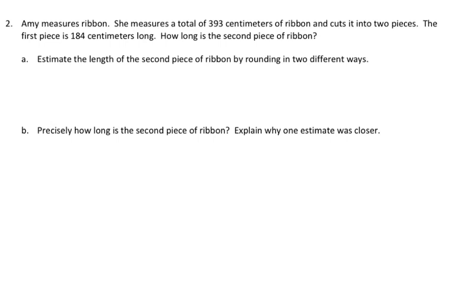So I'm going to figure this out first by rounding to the hundreds. So I have 393, which is about 400, and the first piece is 184, which is about 200, okay? So I'm going to figure out the second piece by finding the difference between those two. So 400 minus 200 is 200.